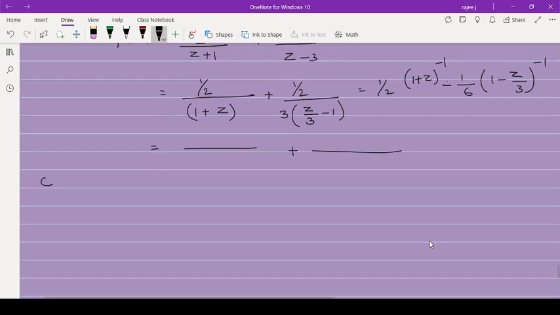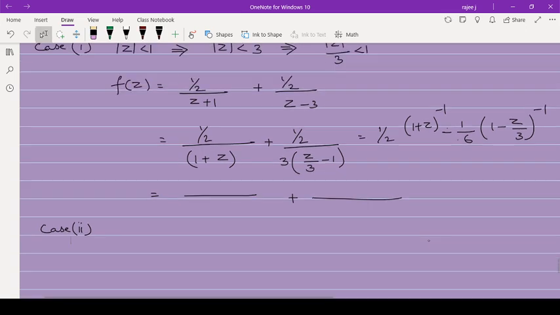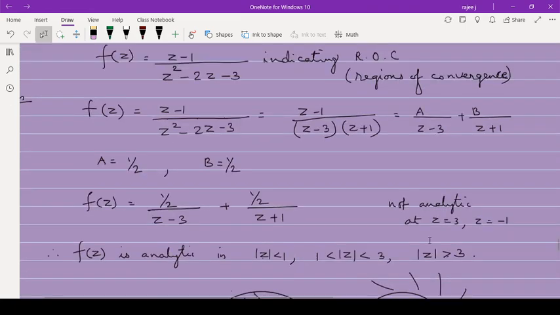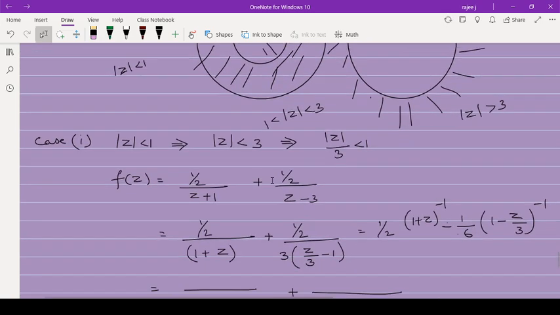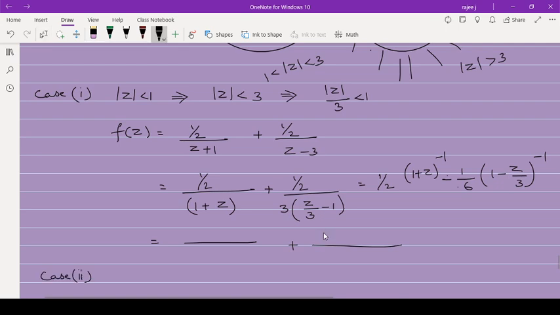Now the case 2. This we are doing Laurent series, and here Taylor series also should be there. The question is to obtain Taylor's and Laurent expansion. Now this part here is what? Taylor's series. Taylor's series you will always do inside a circle. Taylor series is always when the function is inside the circle, meaning the function is analytic inside the circle. In that case we do Taylor series.